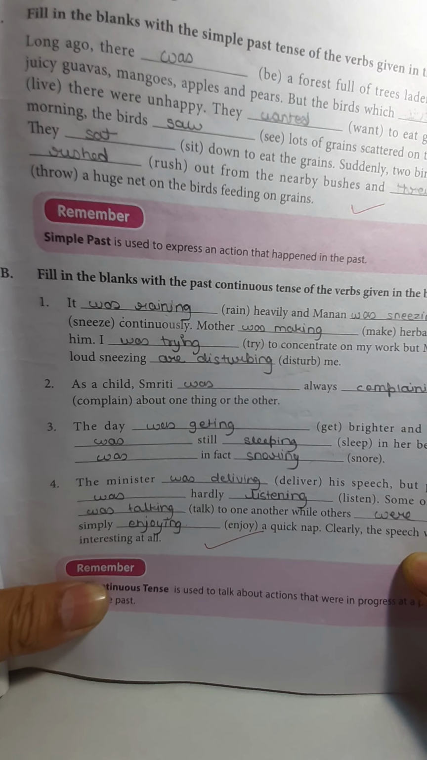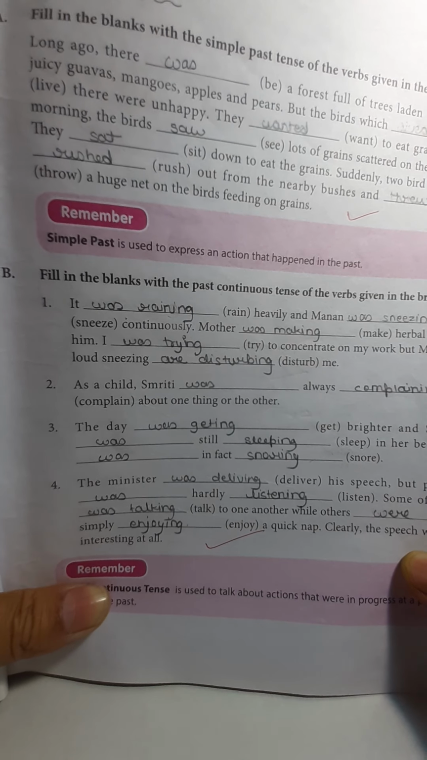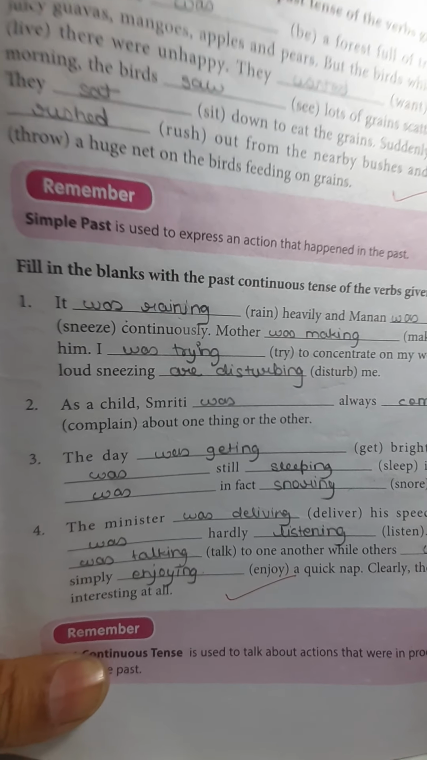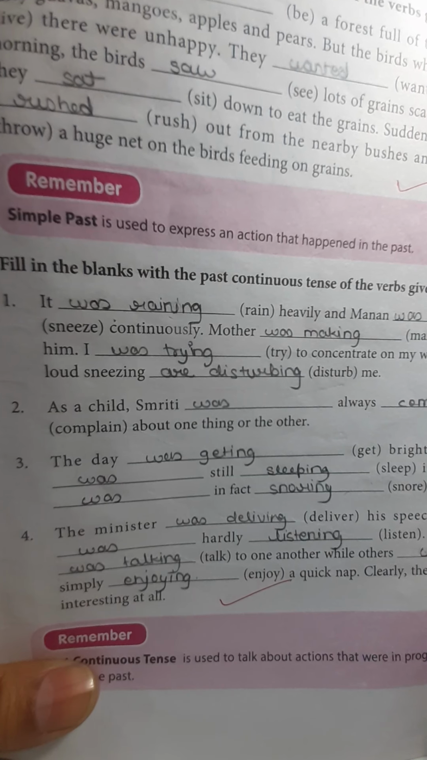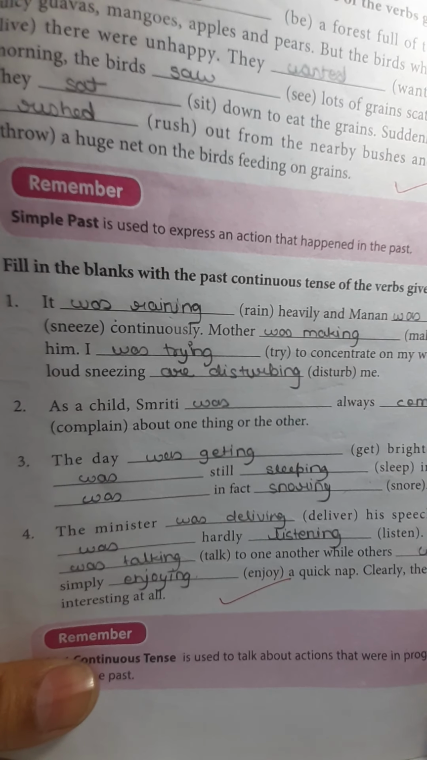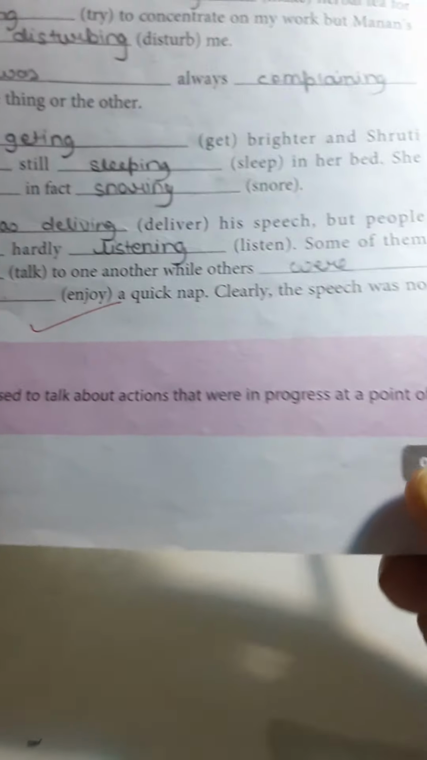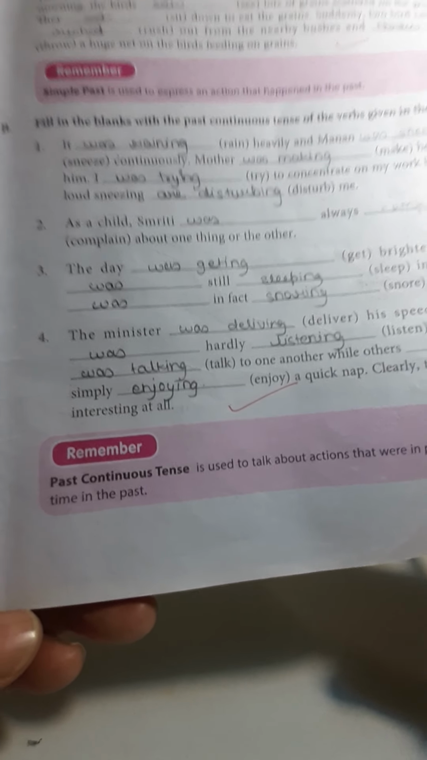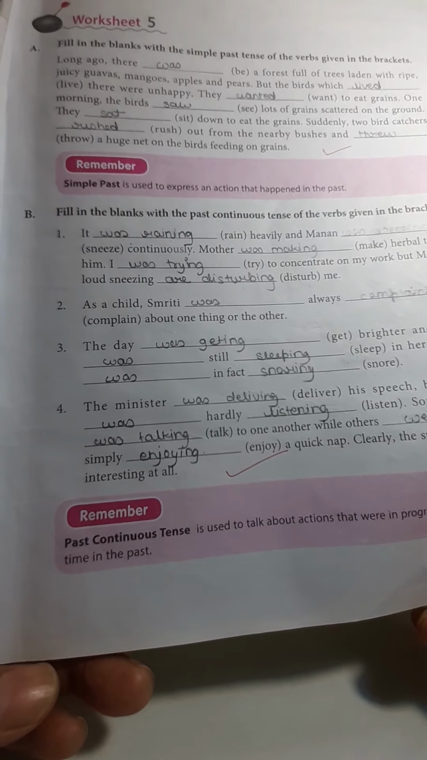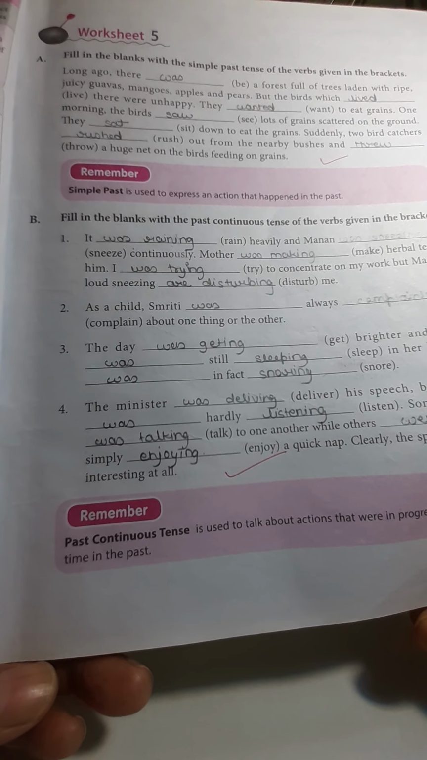Hello children, you are looking at the use of simple past tense. Simple past is used to express an action that happened in the past. And past continuous is used to talk about actions that were in progress at a point of time in the past. So you will write all the Remember boxes given here for the rule.